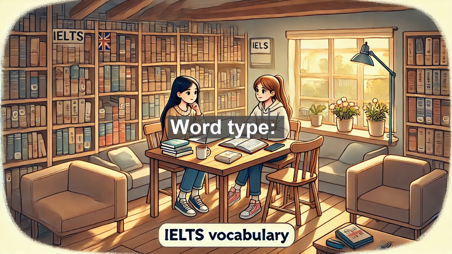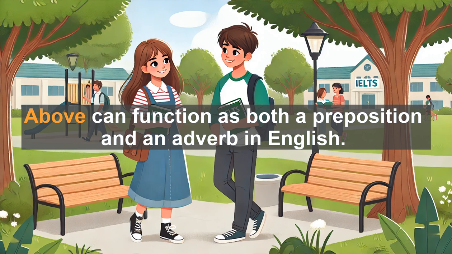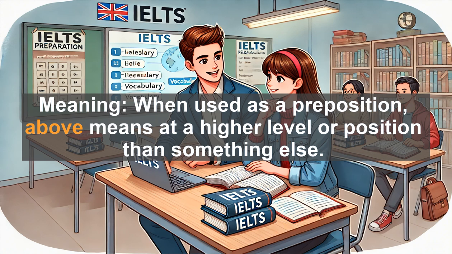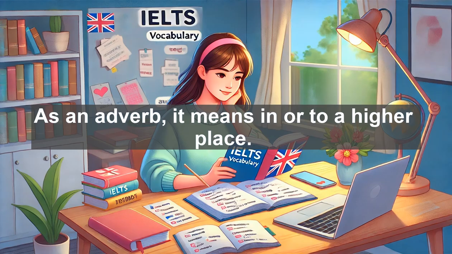Word type. "Above" can function as both a preposition and an adverb in English. Meaning: when used as a preposition, "above" means at a higher level or position than something else. As an adverb, it means in or to a higher place.